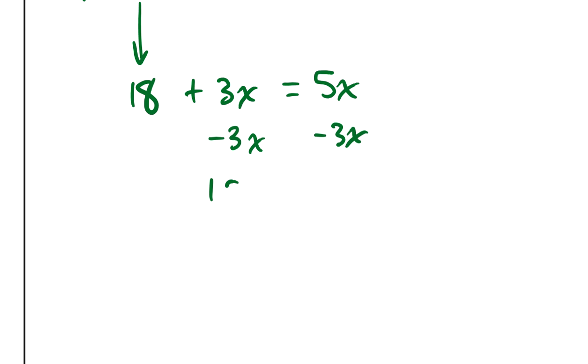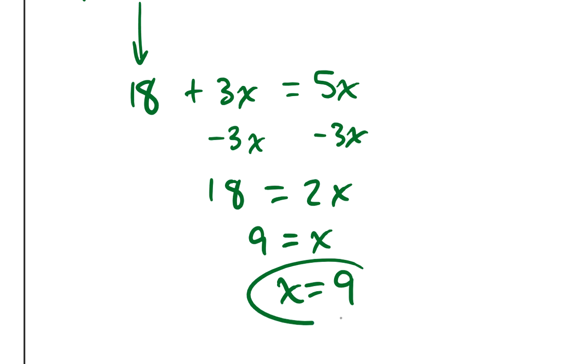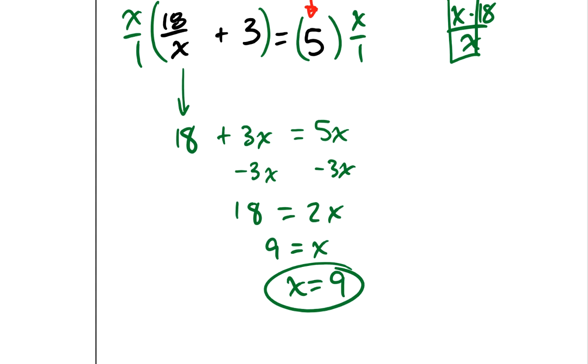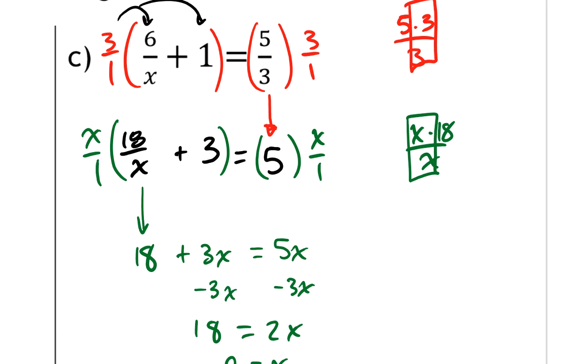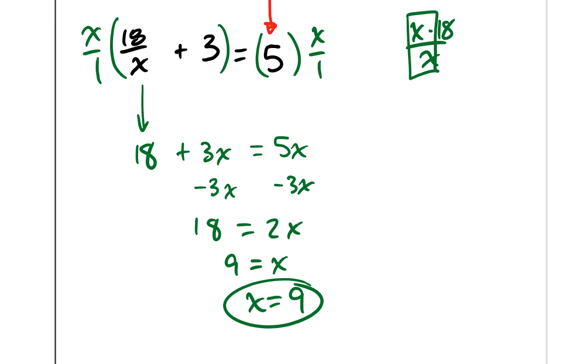On the left-hand side, I have 18, and on the right-hand side, I have 2x. And then I'll just divide both sides by 2. And I get a 9 on the left-hand side and an x on the right-hand side, so x must be 9. And again, very worth it to grab your calculator and verify 6 over 9 plus 1, and then verify that that's 5 over 3. And it most definitely is. X is 9.